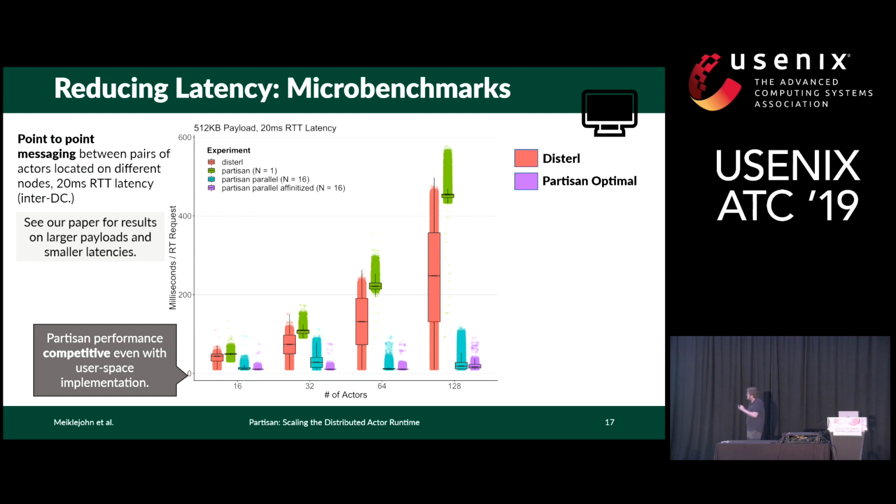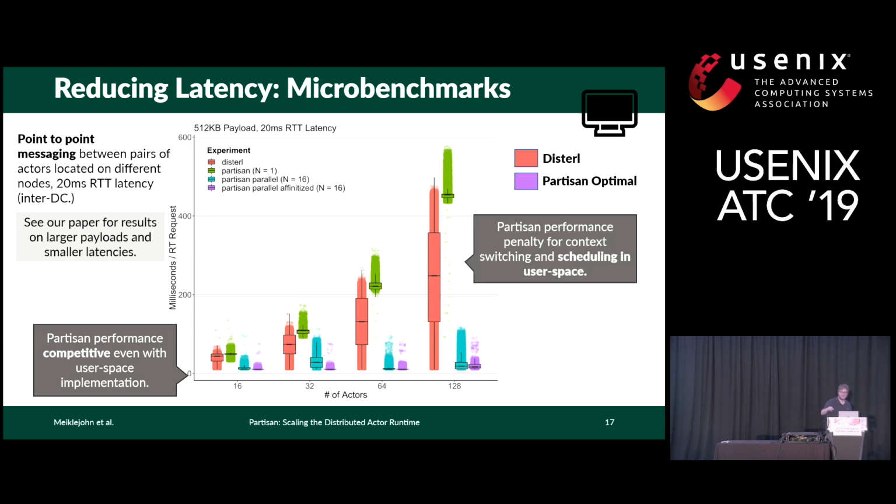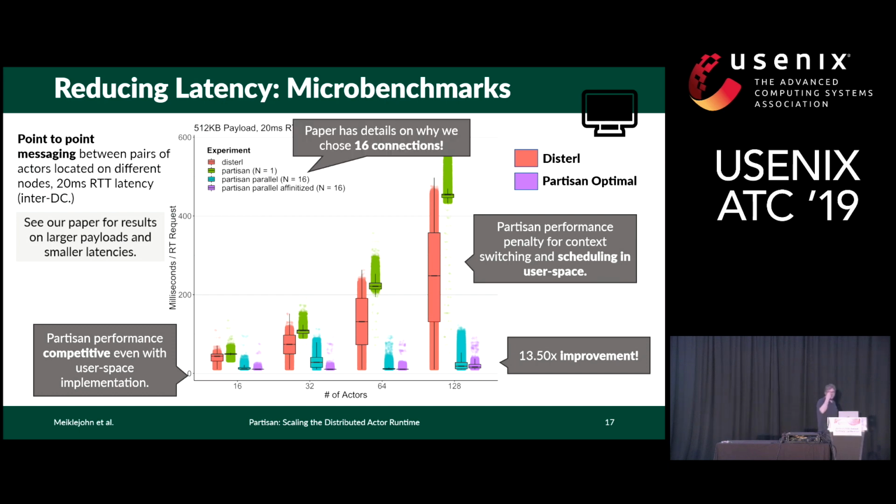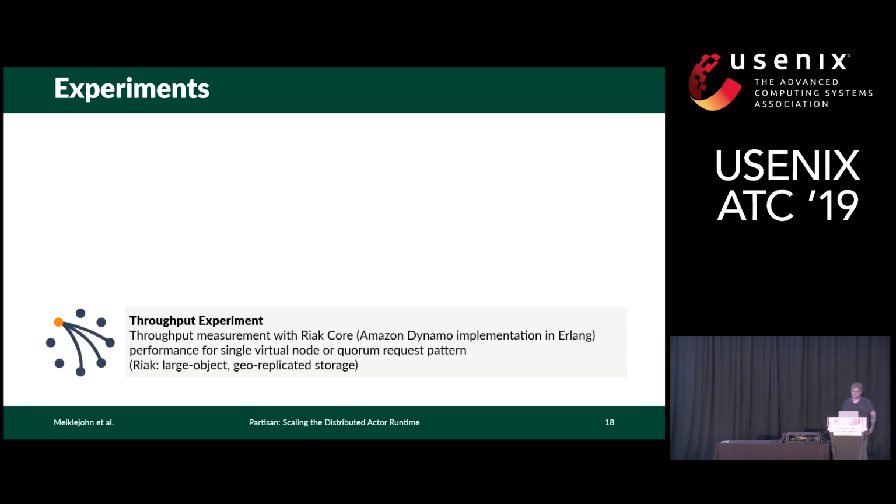All right, so the first thing we see from red to green is that Partisan performance is competitive even with the user space implementation. Regardless of not being in the kernel, not being written in C, we remain competitive. With the green bar, with a single connection, we're paying penalties for context switching in user space. But as soon as we affinitize connections and take advantage of our optimizations, we can get a 13.5x improvement for 128 actors. We have details in the paper on why we chose 16 connections.